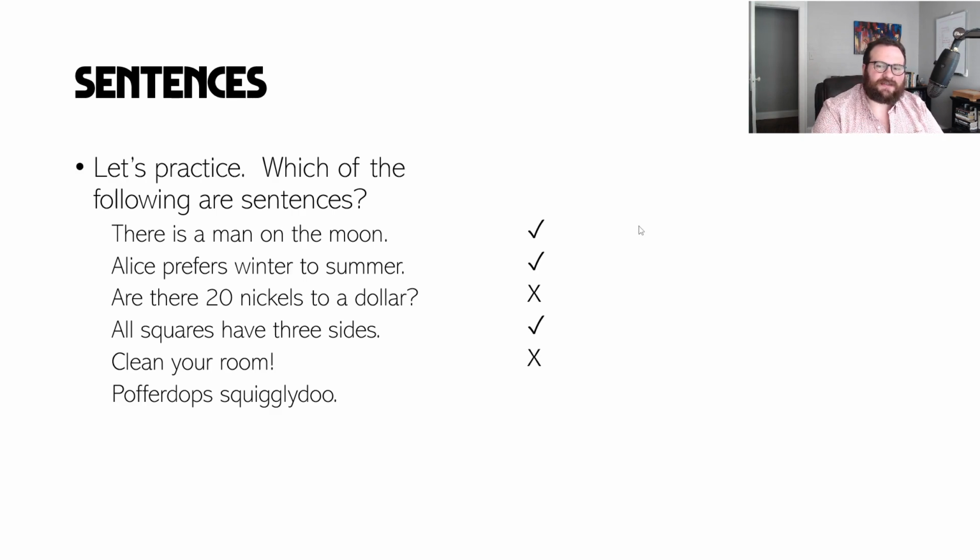What about this last one? Pofferdops squiggly do. Do you think that's a sentence? Well, at the very least, it's not a sentence in English, right? It's not a sentence in the language we are working in. Why? Because the terms don't have meaning. If the terms don't have meaning at all, then it can't be true or false. It's just meaningless. So that's also not a sentence.